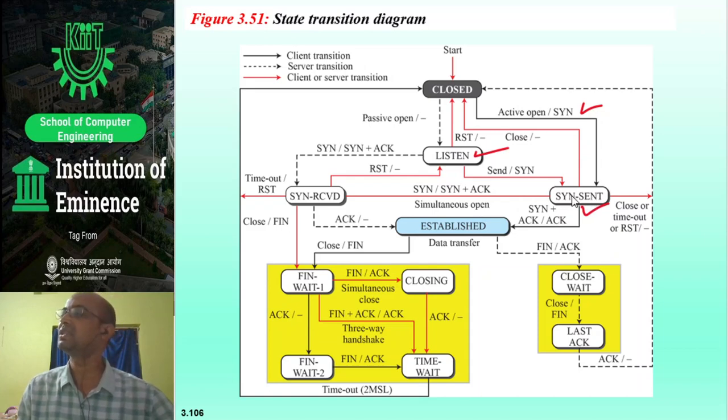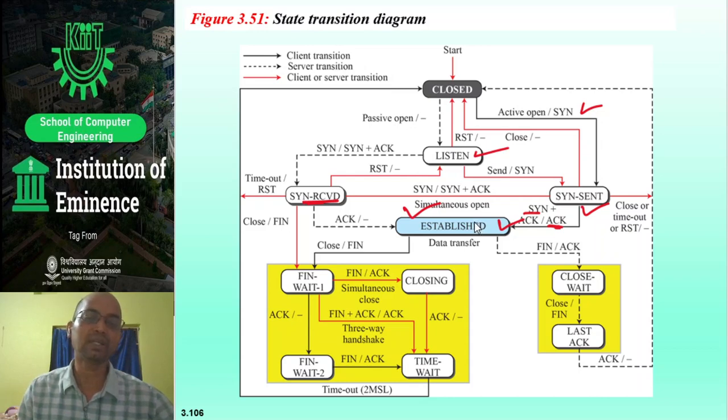So it receives either the acknowledgement or the SYN plus acknowledgement; these are the two options. If the server wants to communicate, it has to send SYN plus acknowledgement, or the server only acknowledges. Either way, the client enters the established state. In the same way, the server receives the SYN, enters the SYN received state, and subsequently enters the established state. Once both parties reach the established state, they can communicate data between them.